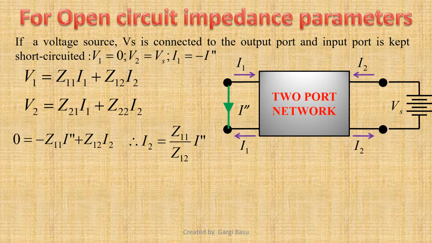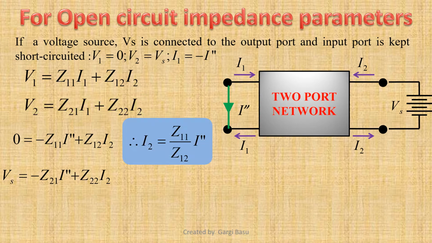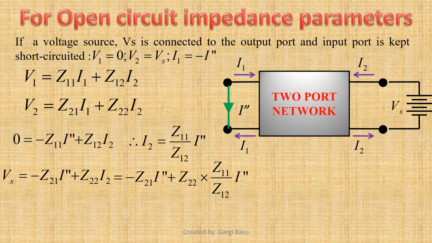Therefore, from the second equation, we can write Vs equals minus Z21 times I double dash plus Z22 times I2. Using the expression of I2, we can write Vs equals minus Z21 times I double dash plus Z22 into Z11 by Z12 times I double dash. Rearranging this equation, we get Vs equals delta Z divided by Z12 times I double dash. Therefore, I double dash equals Z12 by delta Z times Vs.